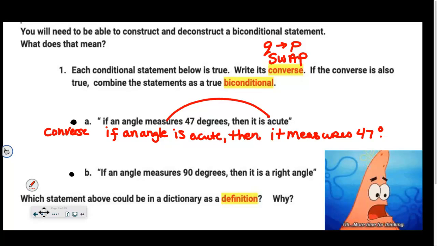Is it true that the original is true? If an angle is 47, then it's acute. If an angle is acute, am I 100% sure it's 47? This guy's truth value would be called a false statement. So therefore, I can't write the true biconditional, so I just move on to the next one. Because it says, if the converse is also true, combine the statements. My converse was false.